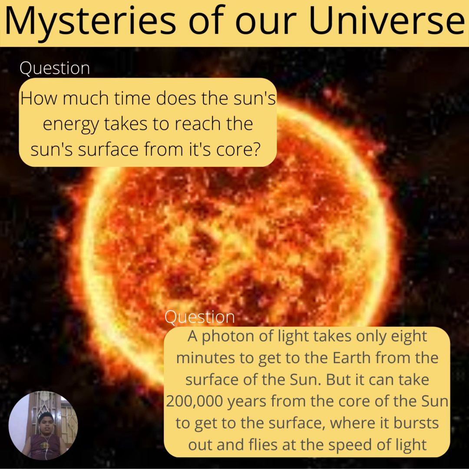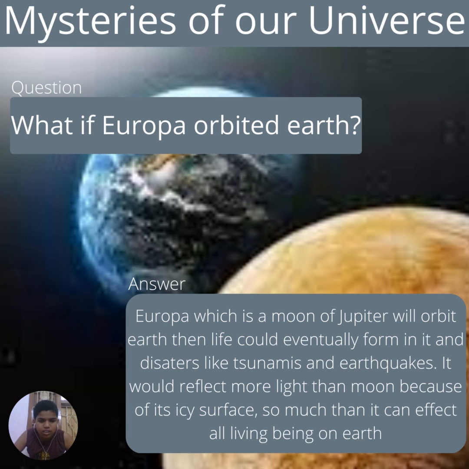Now let's take a look at what if Europa orbited Earth? Actually, Europa is a moon of Jupiter, and it's the sixth largest moon of our solar system. And life can eventually form on this moon. And the only lacking thing is sunlight. And if Europa orbited the Earth, sunlight would be the only ingredient, and we would have alien neighbors. It would definitely reflect more light than the moon because of its icy surface, which can affect us here on Earth. As we won't get proper sleep, the Europa's light will always interrupt our life and also wildlife.